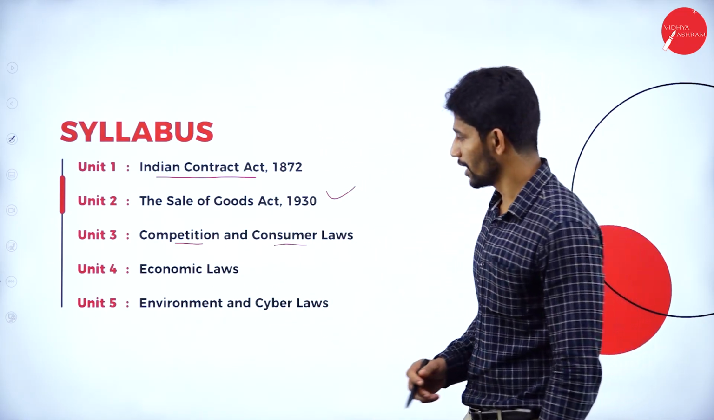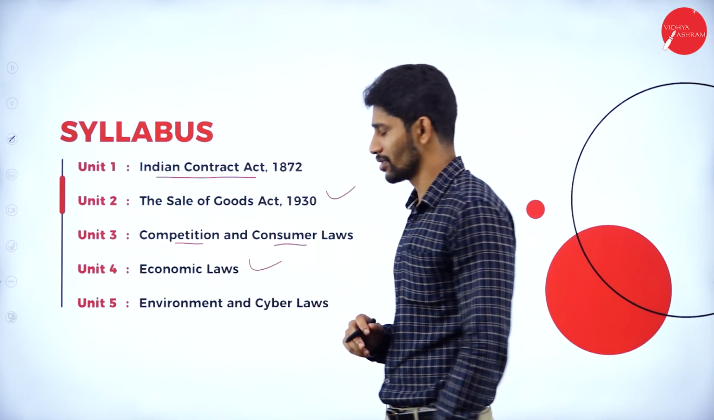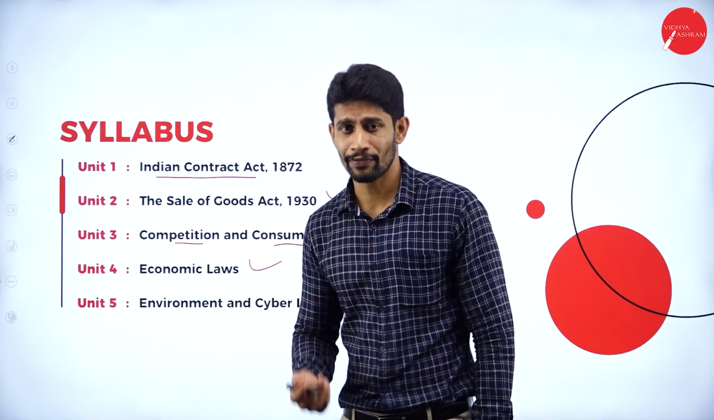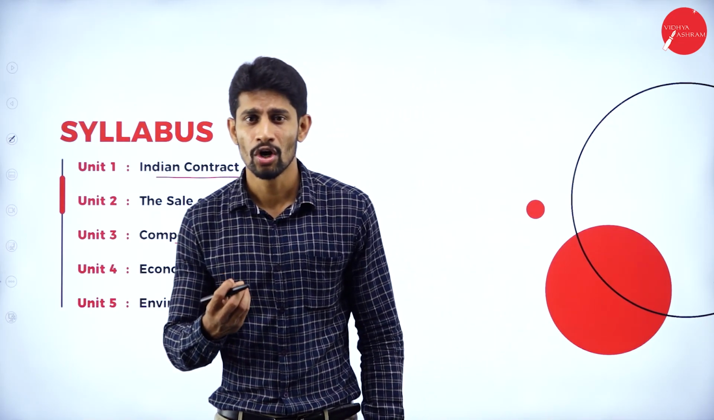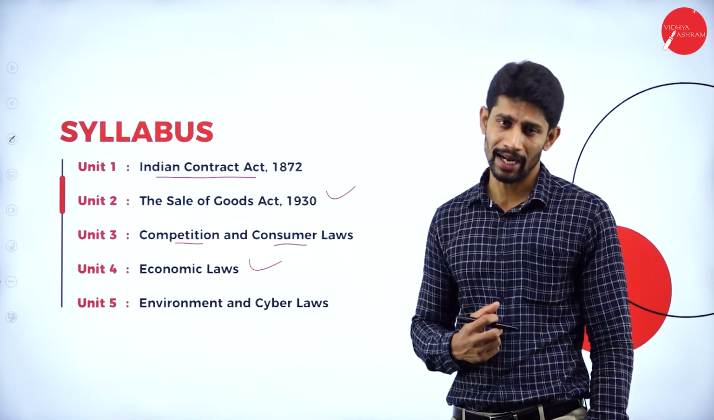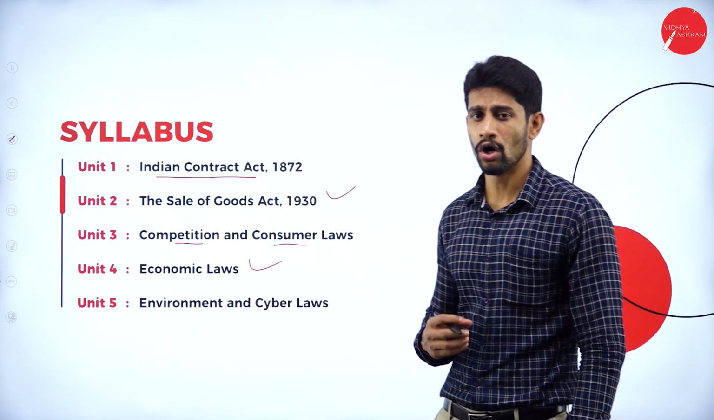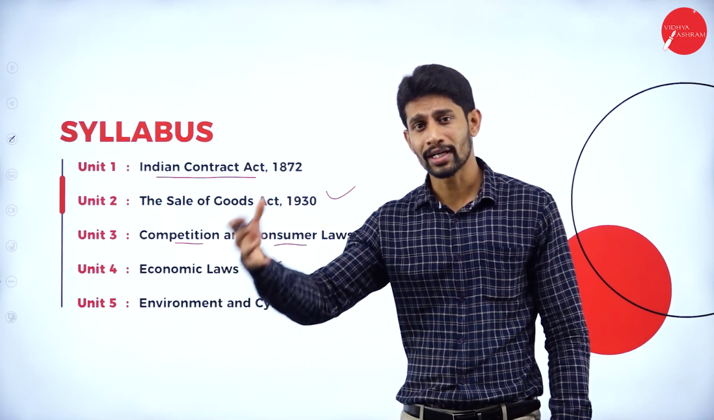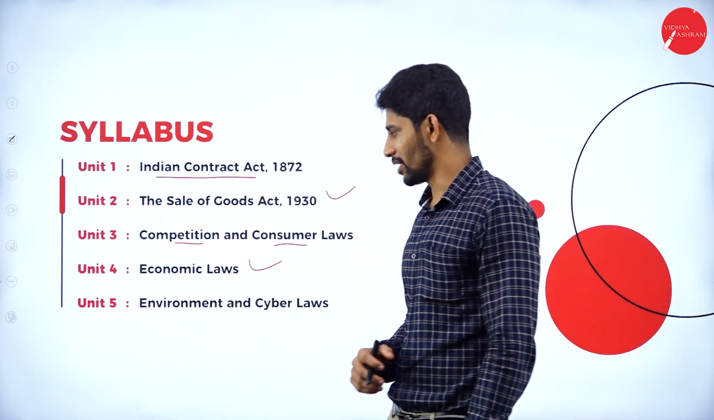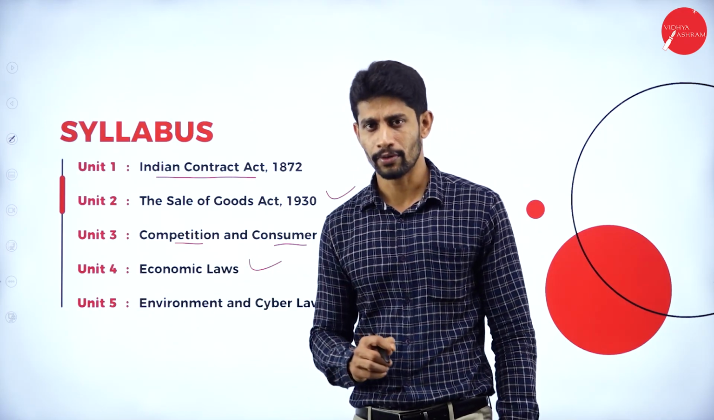Unit number 4 is Economic Laws. In economic laws, you are going to study what is FEMA, and you are also going to study the Patent Act. What is patent? How are we supposed to take patent? What are the conditions to take patent? About all this, you are going to study under unit number 4.